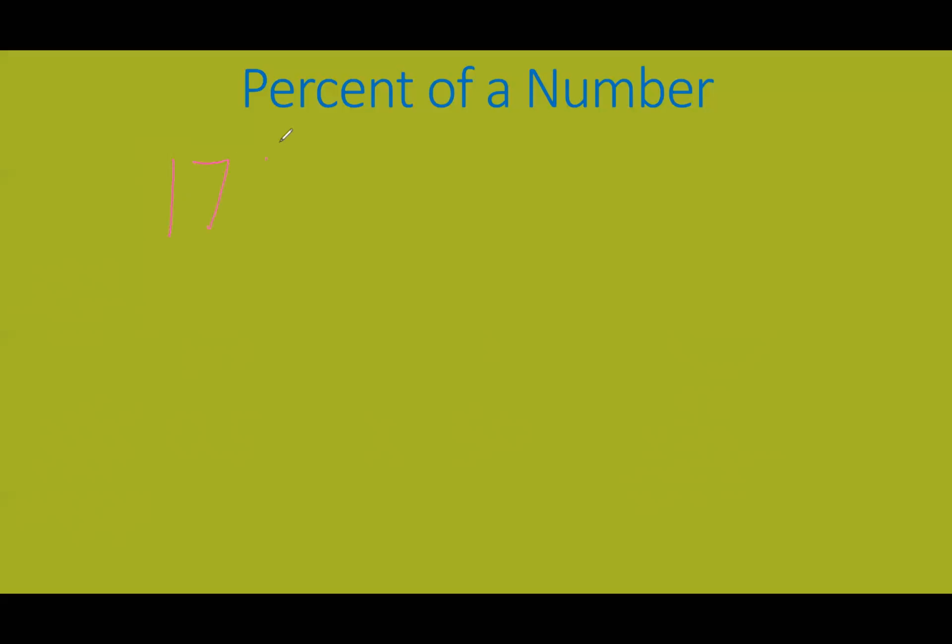Let's find 17% of 30. So let's say that you want to buy a pair of shoes that are $30 and they're on sale, 17% off. So we need to find out how much money you're going to save, 17% of 30. So with your pencil, turn this into a multiplication expression.